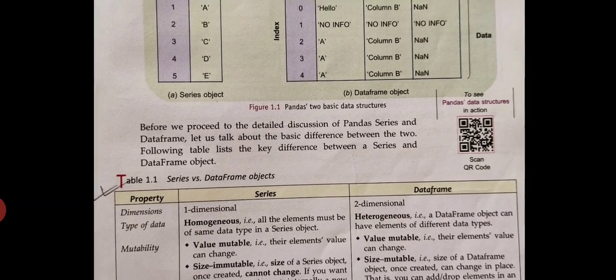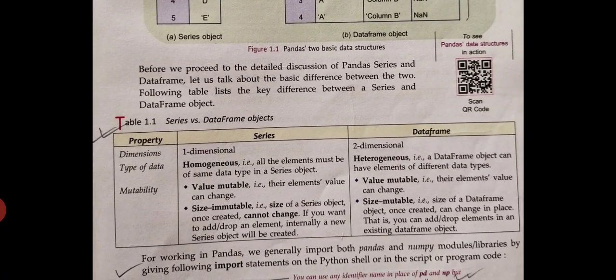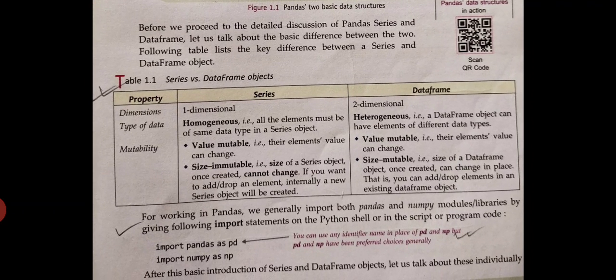Now let's move to a bit of difference between these two. Now see, series is one dimensional, data frame is two dimensional. Type of data in series is homogeneous, means all the elements must be of the same data type in a series object. Data frame is heterogeneous. A data frame object can have elements of different data types.